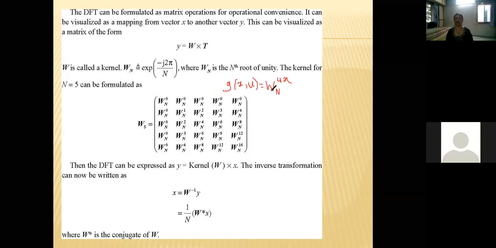Gxu is given by Wn raised to ux, where Wn is nothing but e raised to minus j 2 pi by n. Now there is a question why we don't have m here. As I said, to make the process simple, we are considering square size images, and here m is same as n. Then only we can determine Fourier transform in terms of two matrix multiplications.